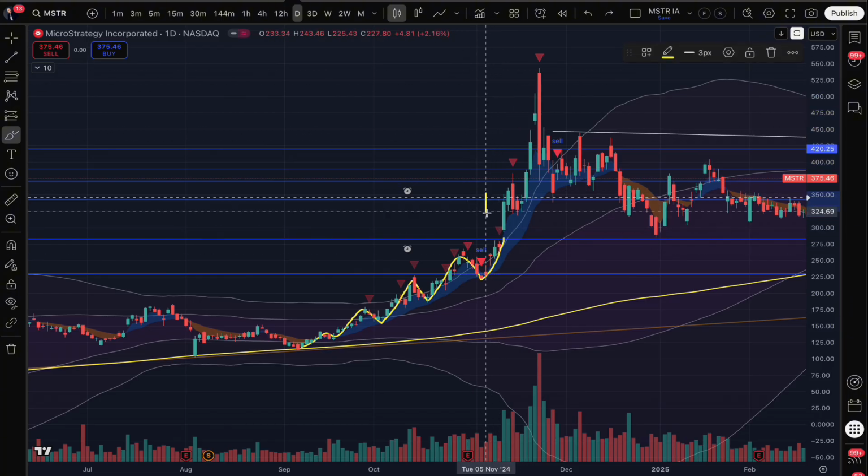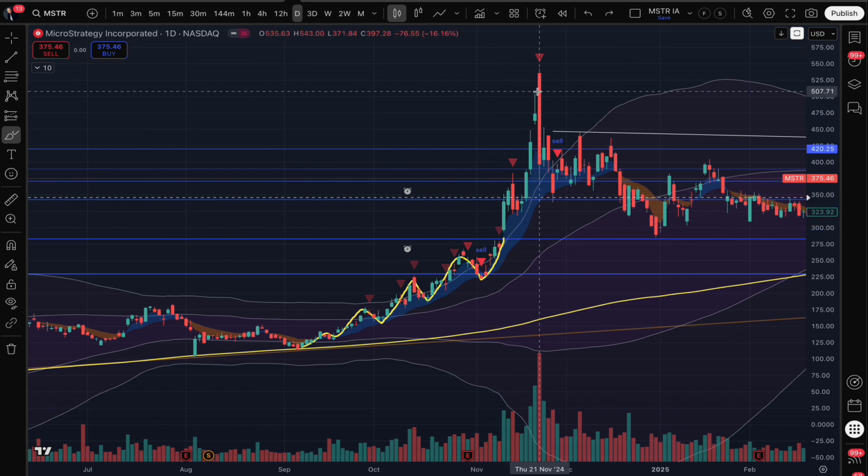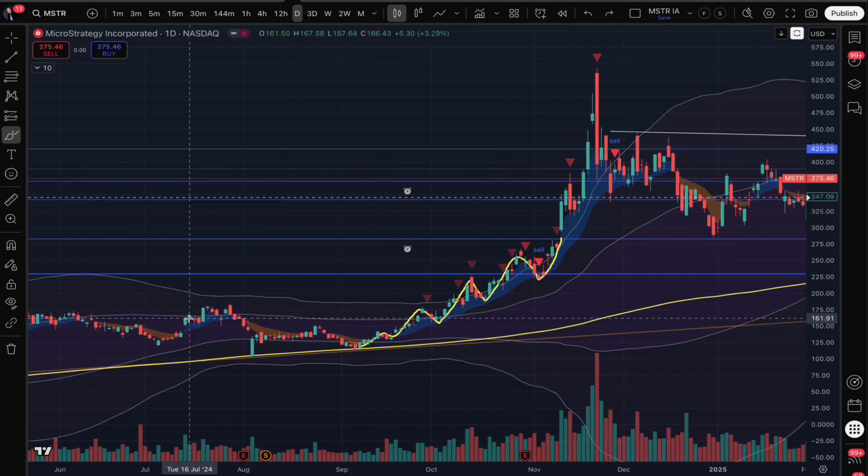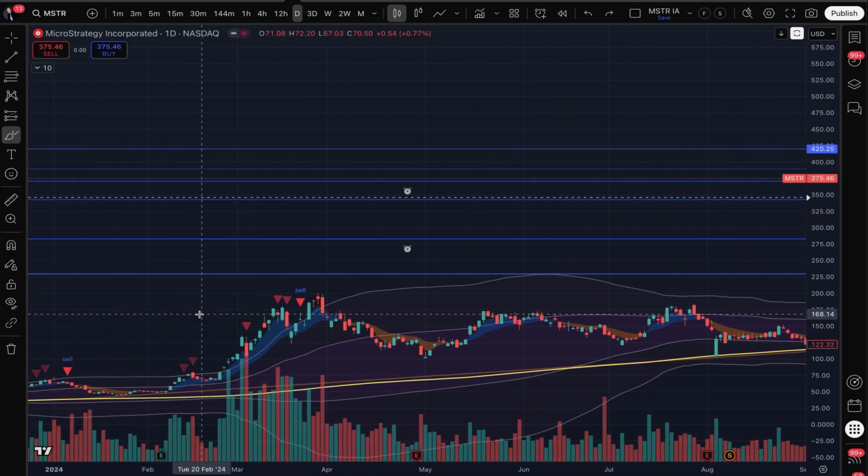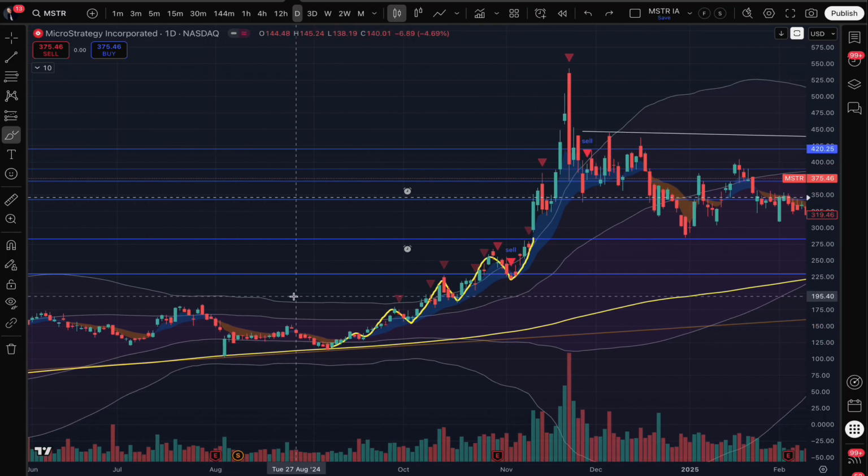And what else? The size of the candles gets so much larger. Look at these candles compared to anything you've seen in MicroStrategy's history up to that point. There's no comparison. So seeing larger candles, gap up opens, and an increase in the velocity of the move to the upside, those are all telltale signs of blow-off tops.